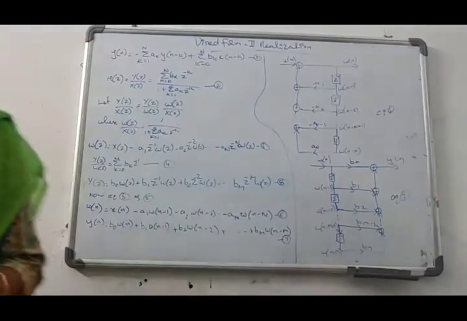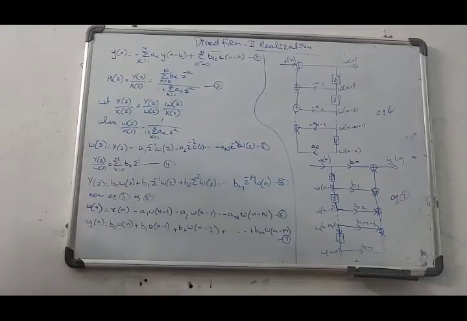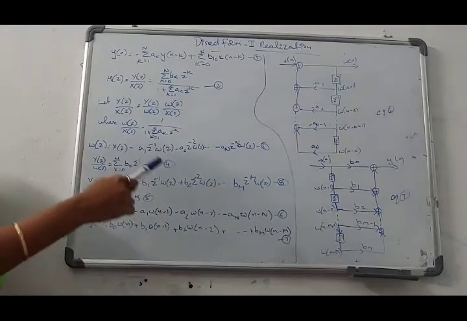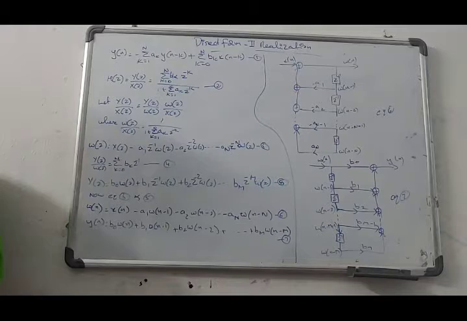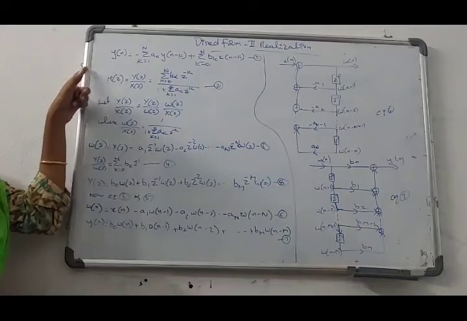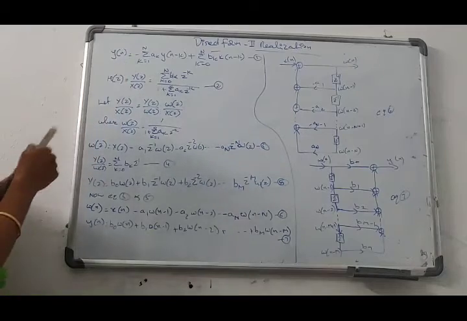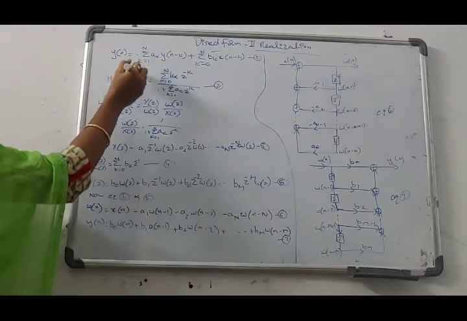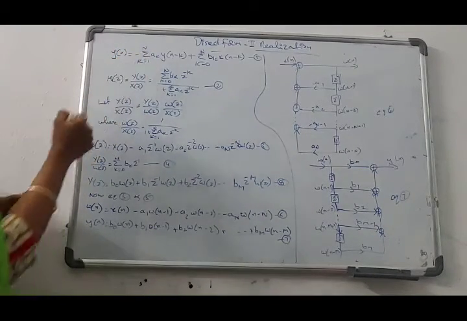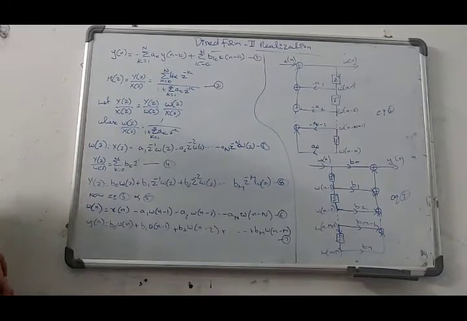Now next one is direct form 2 realization. So how to realize the direct form 2 structure? Let us see the difference equation of LTI system. y of n is equal to minus summation k is equal to 1 to N ak y of n minus k plus summation k is equal to 0 to M bk x of n minus k. So that is the LTI system difference equation.